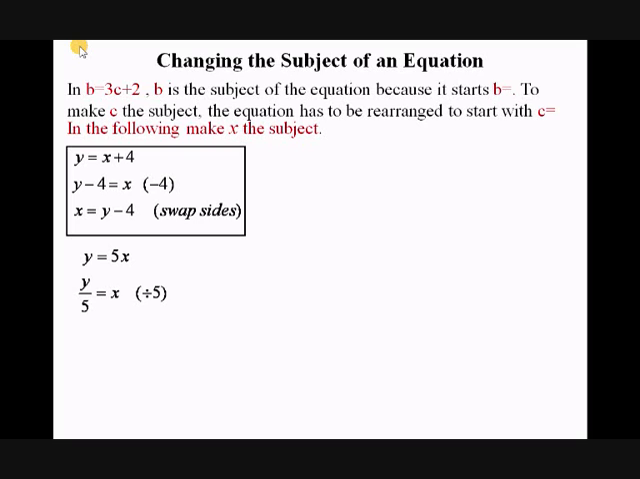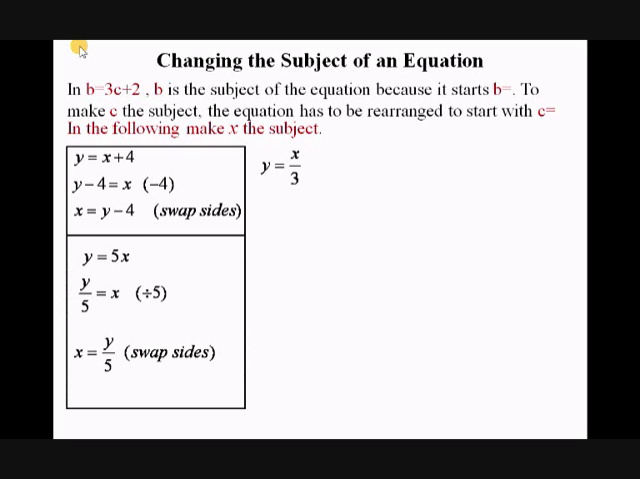Notice that we don't use the divide sign in algebra. We use the fraction form for division, remembering that the line in a fraction means divide. Again, as is usual, x is at the wrong side of the equation, so we need to swap sides to get it exactly as we need it. x equals y over 5.